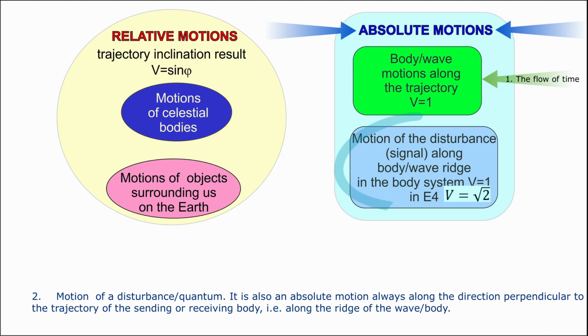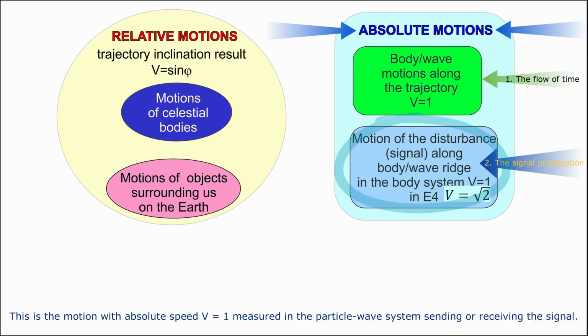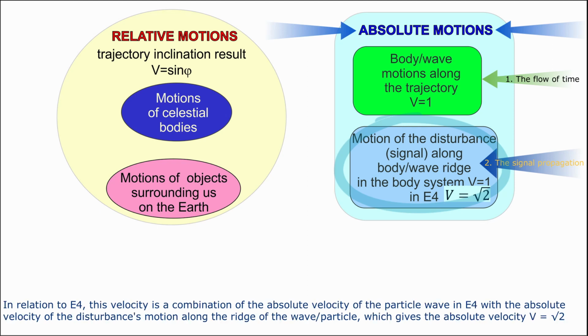2. Motion of a disturbance, quantum. It is also an absolute motion, always along the direction perpendicular to the trajectory of the sending or receiving body, i.e. along the reach of the wave body. This is the motion with absolute speed v equals 1, measured in the particle wave system sending or receiving the signal. In relation to E4, this velocity is a combination of the absolute velocity of the particle wave in E4 with the absolute velocity of the disturbance motion along the reach of the wave particle, which gives the absolute velocity v equals square root of 2.